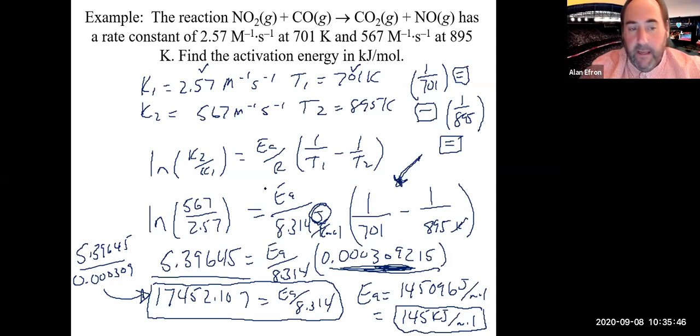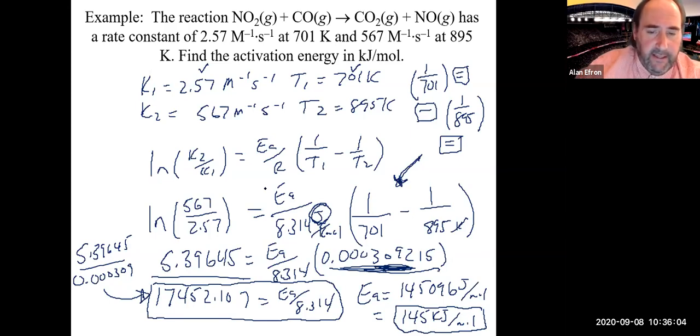You're welcome. Any other questions on that particular one? So again, this is sort of a mathematical approach to temperature and rate constant, and probably the more common way that you will use this equation.